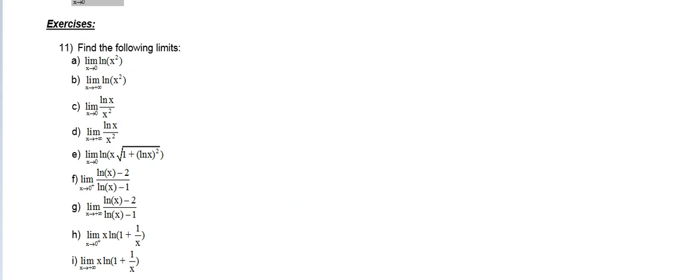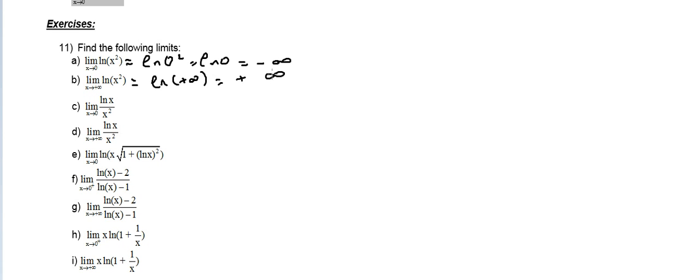Okay. Let's find some more limits. What is the limit of ln x squared as x tends to infinity? This is easy because we can substitute directly: ln of plus infinity squared, which is plus infinity. So the answer is plus infinity.